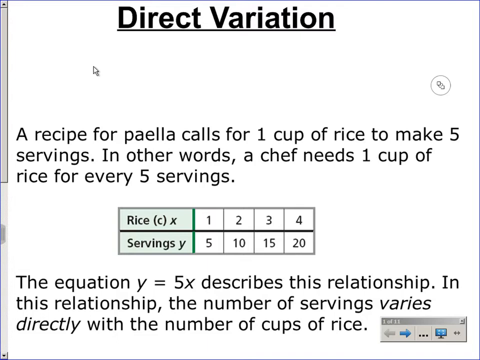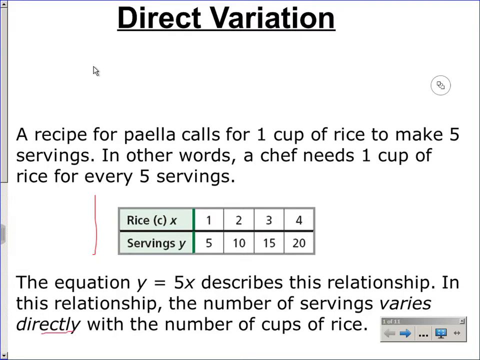All right, so direct variation. We're going to start off with a word problem. A recipe for paella calls for 1 cup of rice to make 5 servings. In other words, a chef needs 1 cup of rice for every 5 servings. The data has been reflected here on our table, and the equation y equals 5x describes this relationship. In this relationship, the number of servings varies directly with the number of cups of rice.